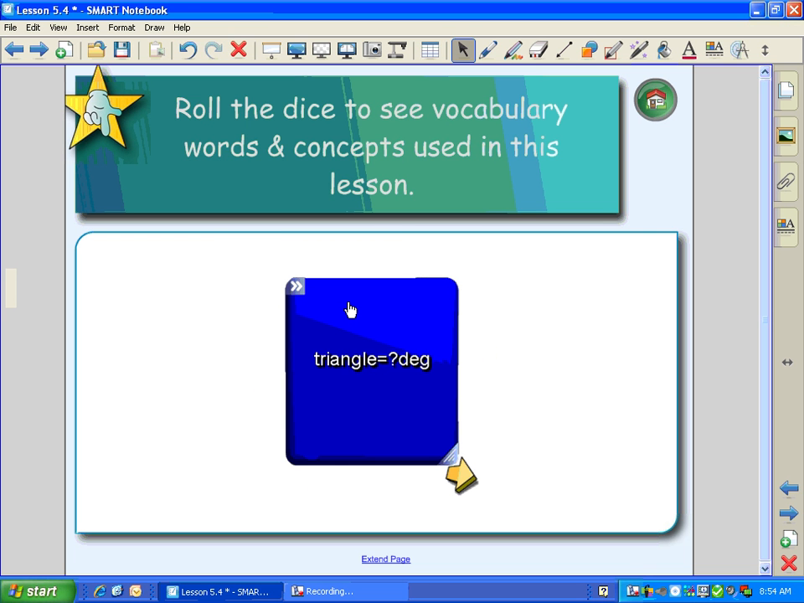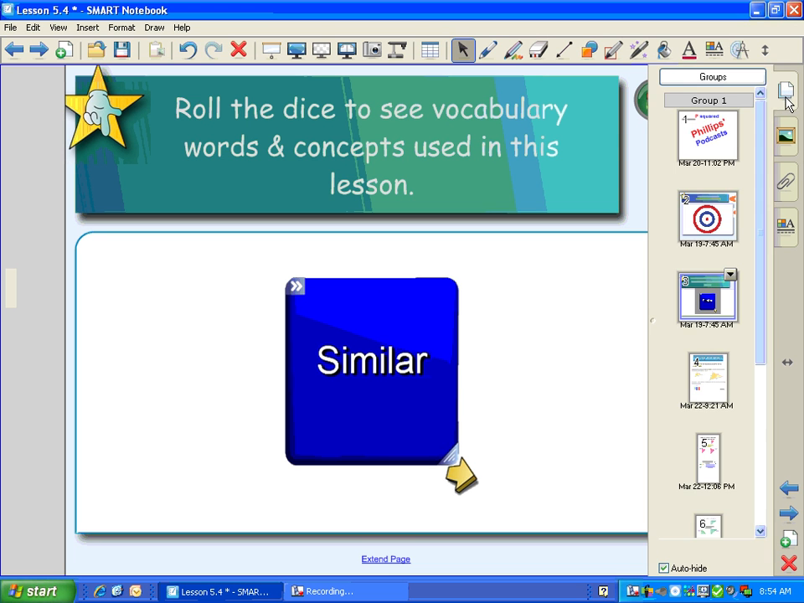You need to recall in this podcast that every triangle has a total of 180 degrees. Our last vocabulary word for today's podcast: similar. By definition, similar shapes: same shape, different size. Similar shapes, same shape, but a different size.